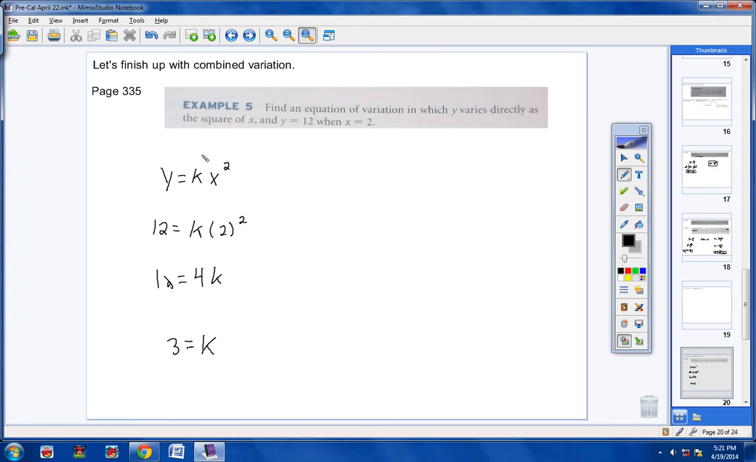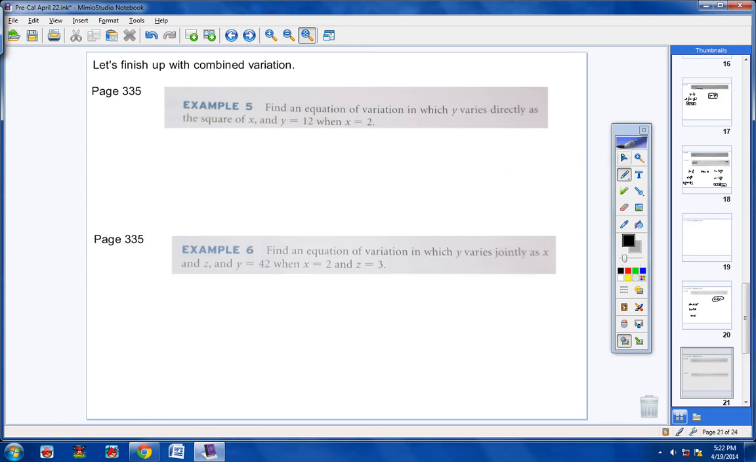3 equals k. So now we take this equation right here, and where the k is, we're now going to get rid of the k, and in place of the k, we're going to put 3, because that's what k equals. And there, now you have written an equation in which y varies directly as the square of x. And by the way, you could check this. Where the x is, you could put a 2, and where the y is, you can put a 12, and you should get out a true statement. Okay? Take some good notes on this. Let's continue on. All right, number 6.